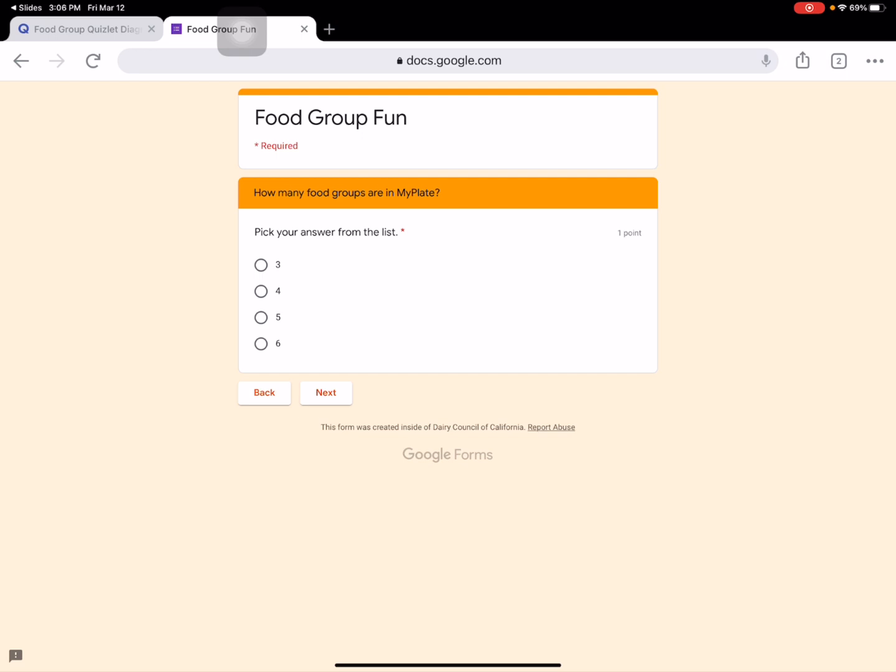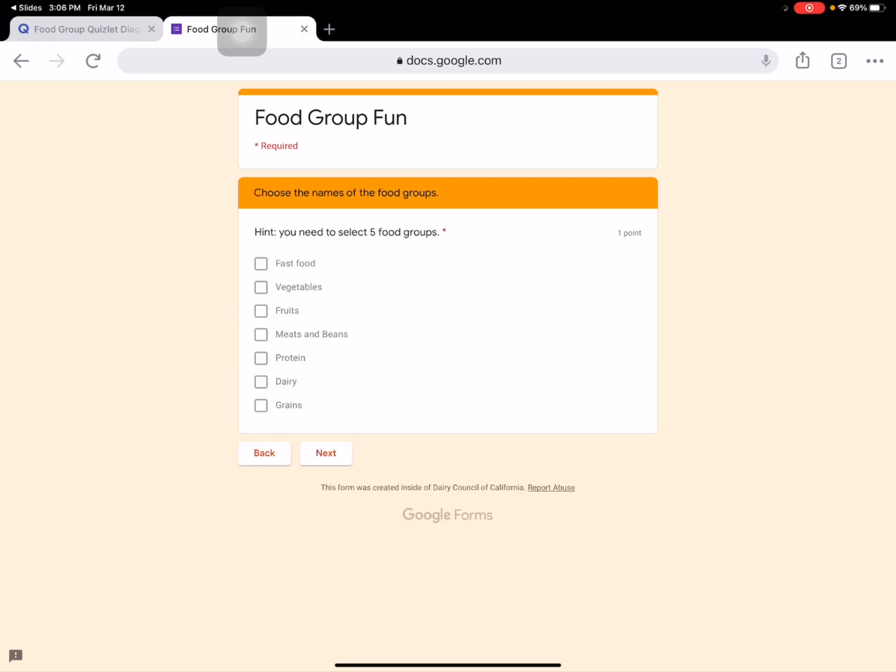How many food groups are in My Plate? So if you remember, there were 4 on the plate, and then there was a blue circle for the dairy group above. So if you said 5, you are correct.